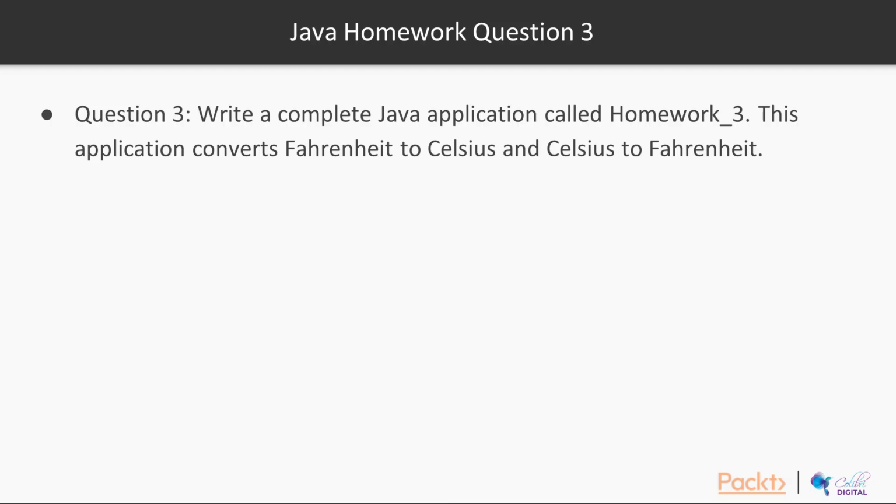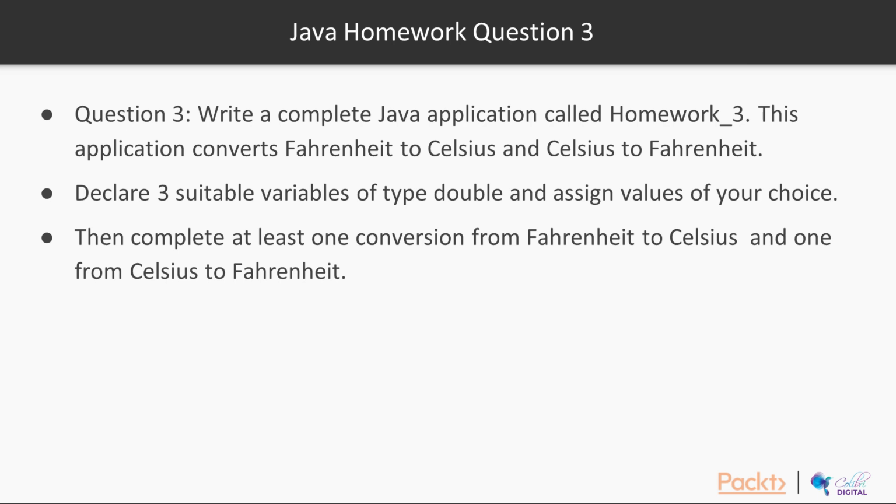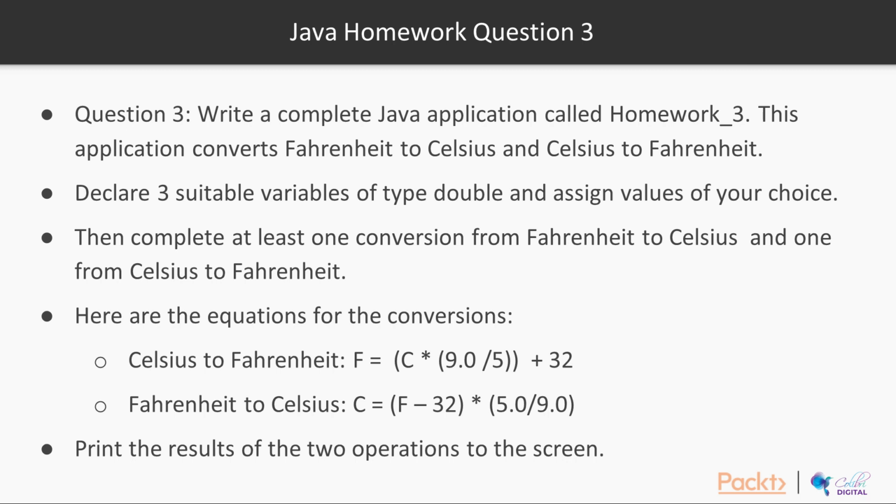Right, the last question that we gave you: write a complete Java application called Homework 3. This application converts Fahrenheit to Celsius and Celsius to Fahrenheit. Pretty easy going, I thought. Declare 3 variables of type double and assign values of your choice. Then complete at least one conversion from Fahrenheit to Celsius and one from Celsius to Fahrenheit. I gave you the formulas to make life easy, and I asked you to print the results of the two operations on the screen. So let's have a look at what we meant by this in code.